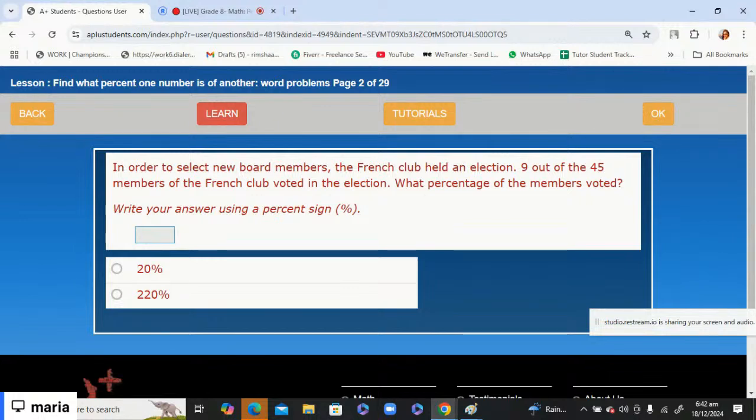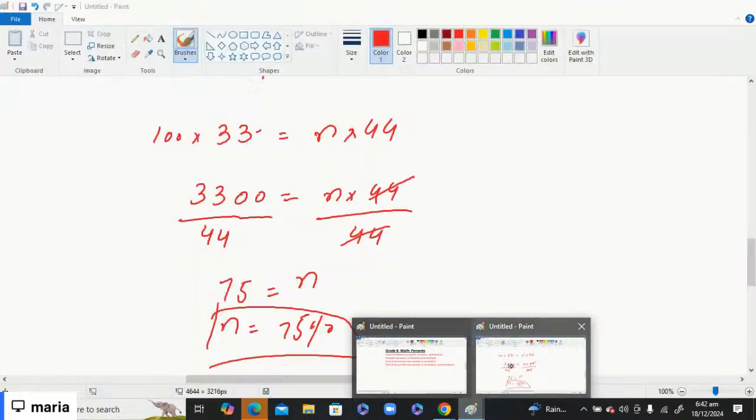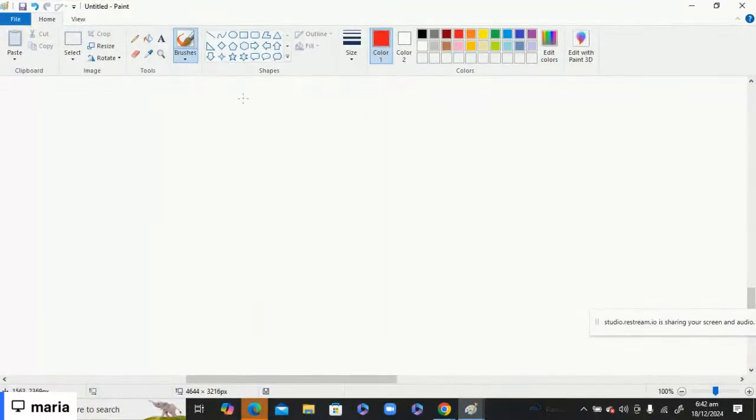In order to select a board member, the French club held an election. 9 out of 45 members of the French club voted in the election. 9 is the part and the whole is 45. What percent of the members voted? So 9 is your part, 45 is your whole, and n over 100, because we are not able to know the percentage. This is the way to find it out. Part over whole, n over 100.